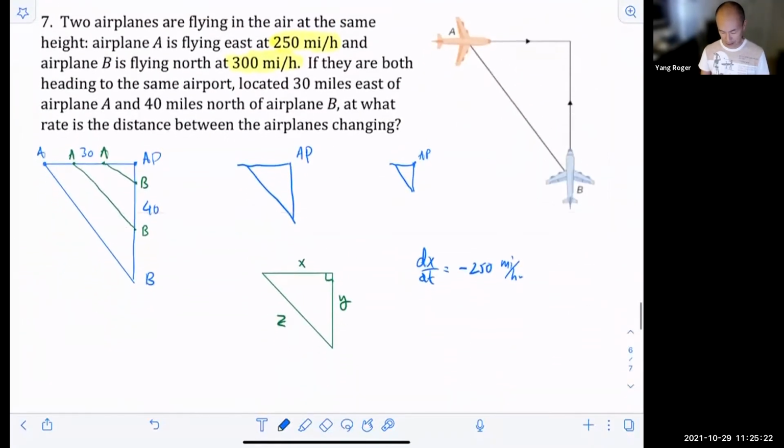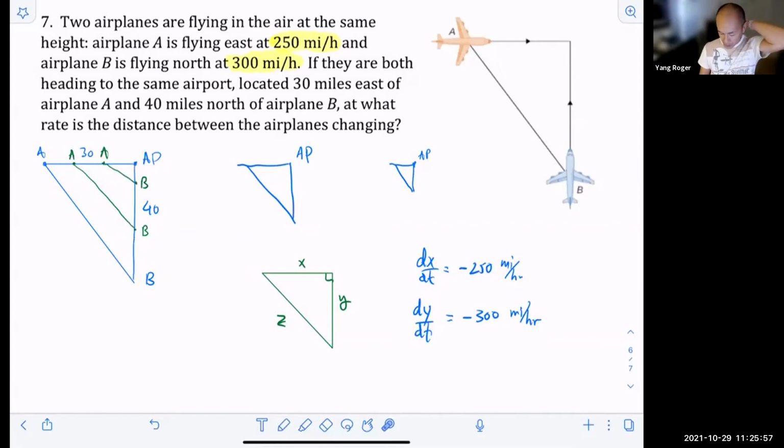All right, no questions. I think the next one will be easier. What's dy dt equal to? I hope this is obvious, right? It's negative 300 miles per hour. Again, this y distance is getting smaller and smaller.